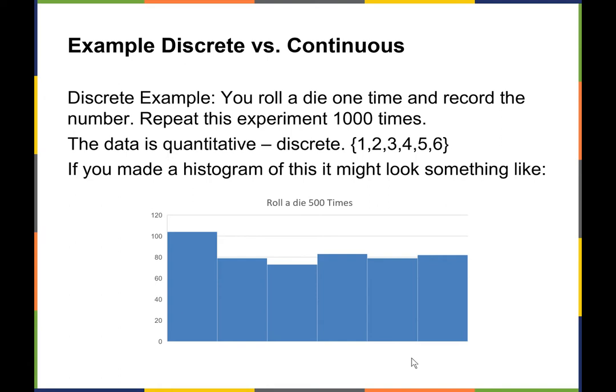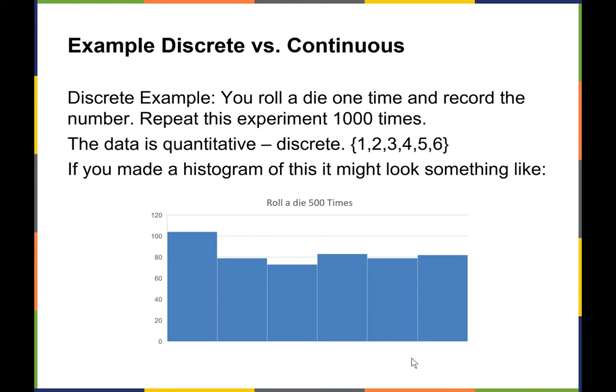So this was an example of a discrete distribution. We roll a die one time, record the number, and we're going to repeat this experiment 1,000 times. The data from this experiment is quantitative data, but it's discrete. You're going to have the number one, the number two, et cetera, six. You can't have 1.5, you can't have 3.1, right? Just those six numbers, and that's it.